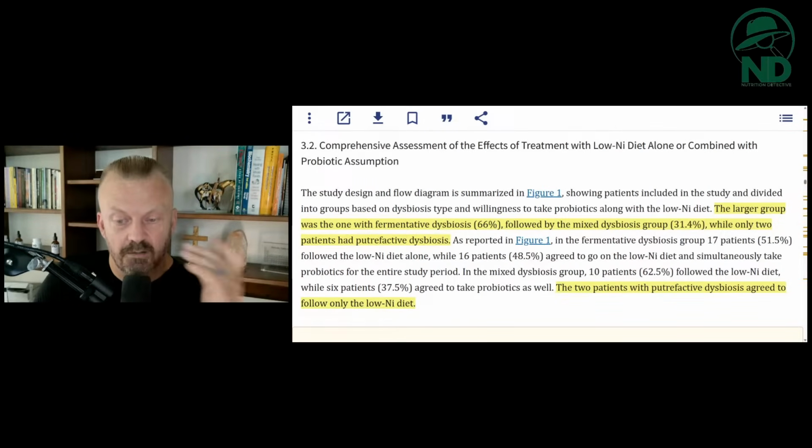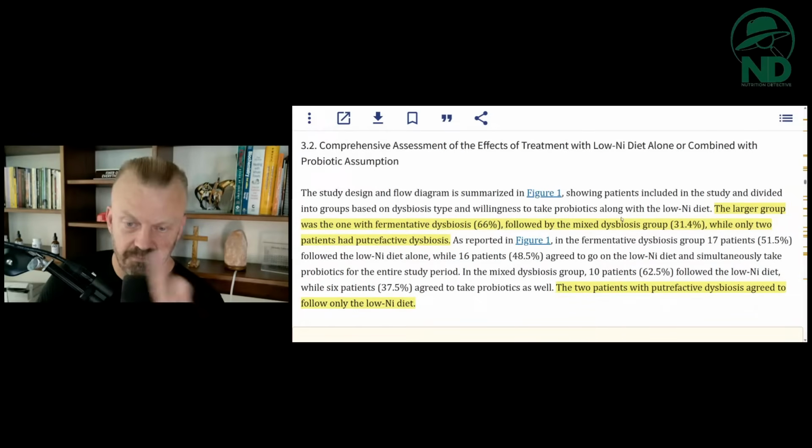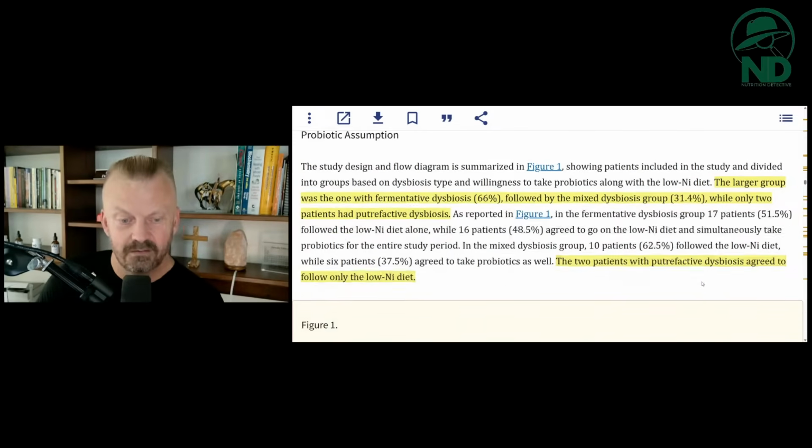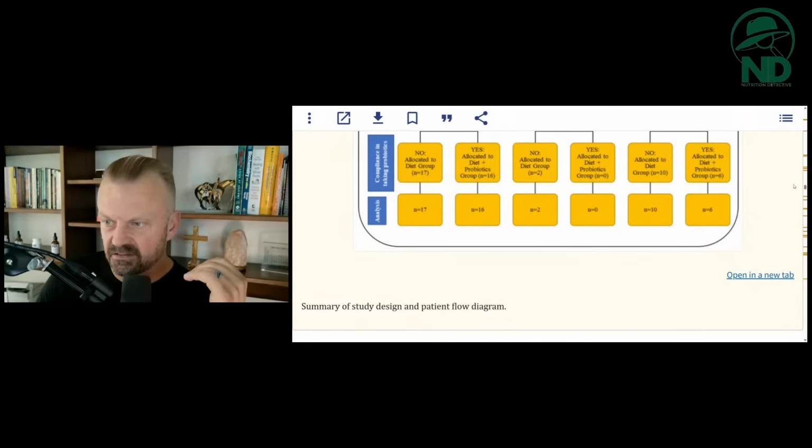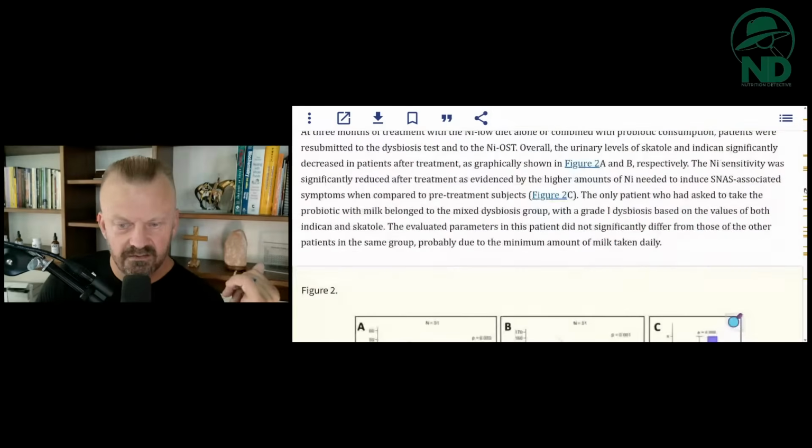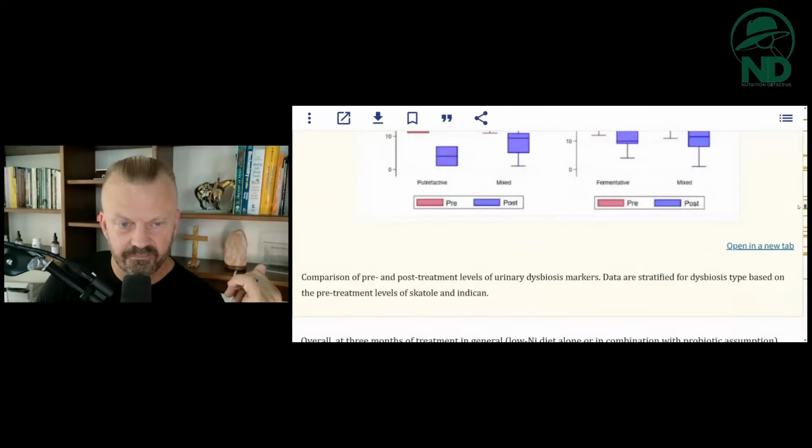So, I wanted to show you. The larger group was the one with fermentative dysbiosis, followed by the mixed dysbiosis group. So these guys got bifidobacteria and lactobacillus. The putrefactive would have gotten bifido. So fermentative got lactobacillus only, a mixture of lactobacillus. Mixed dysbiosis got bifido and lactobacillus. And the putrefactive were supposed to get bifido, but apparently they didn't do it. So what I want to find, if I can find it, is the graph of improvements.